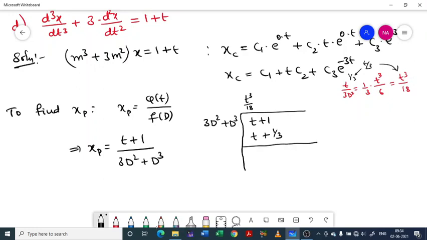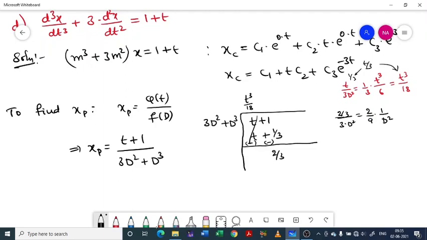Then subtracting. So this negative sign t gets cancelled. 1 minus 1 by 3, you get 2 by 3. Next, 2 by 3 divided by 3d square. So 2 by 3 divided by 3d square. That is 2 by 9 into 1 by d square.